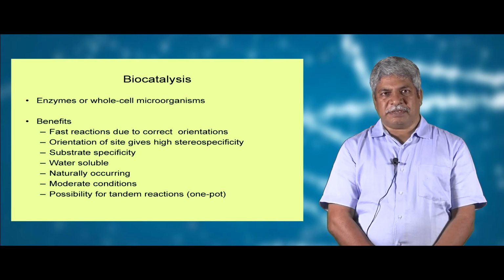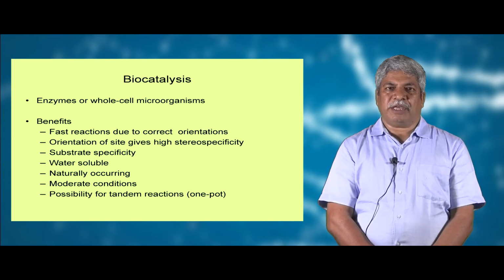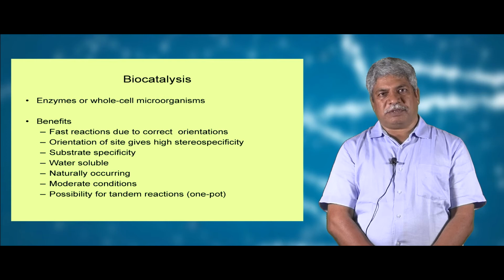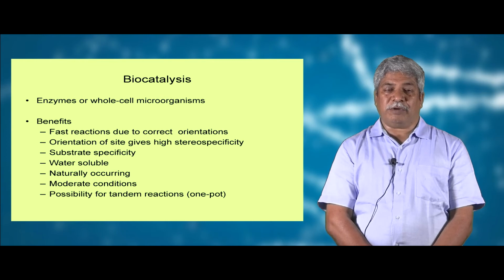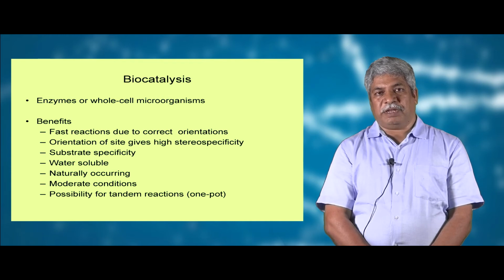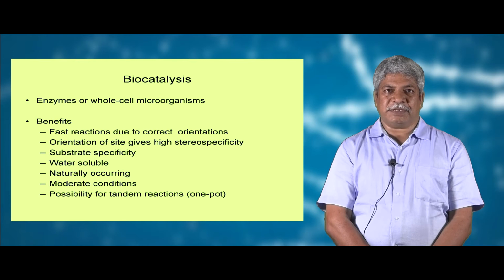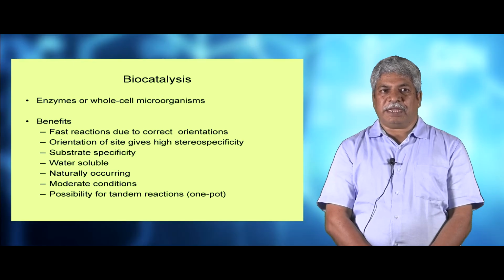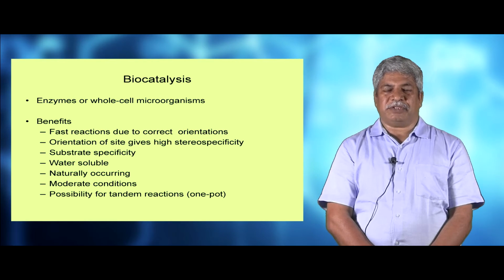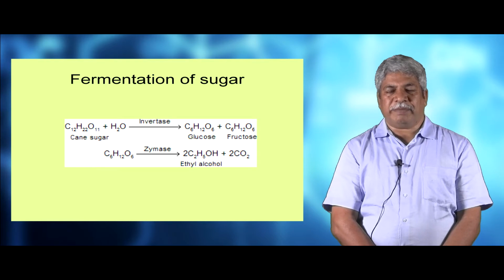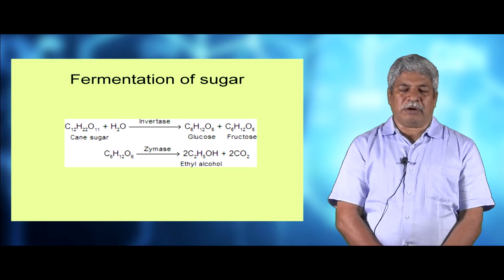Then these catalysts, being living organisms, are naturally occurring. So we can obtain them from renewable feedstocks, which is welcomed by one more principle that we have seen in the last class. Then all the reactions catalyzed by these biocatalysts need only moderate conditions. So there is a possibility for tandem one-pot reactions. To give an example for biocatalysis, fermentation of sugar to form alcohol.